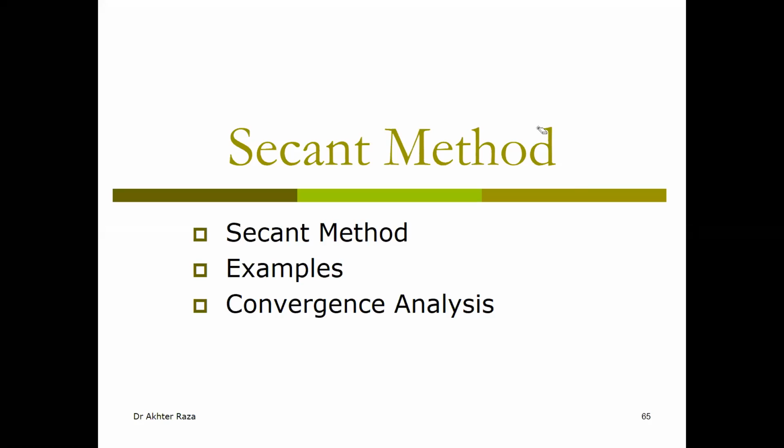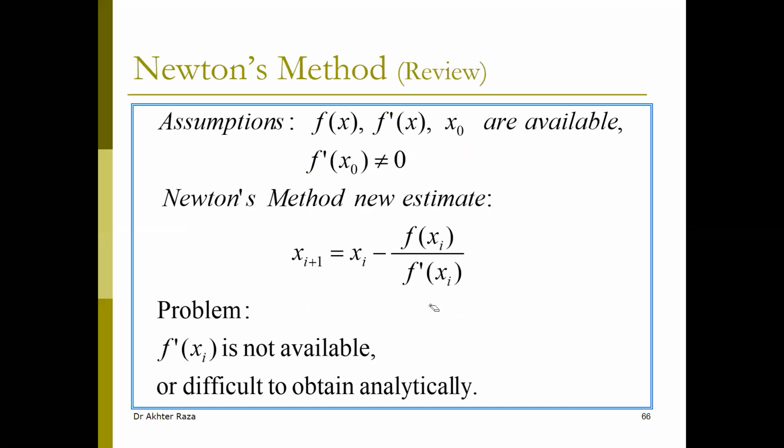What is the recommendation in this method? That recommendation is... this is the formula of the Newton-Raphson method. In the Newton-Raphson method, we need f(x), the first derivative, and the initial guess.